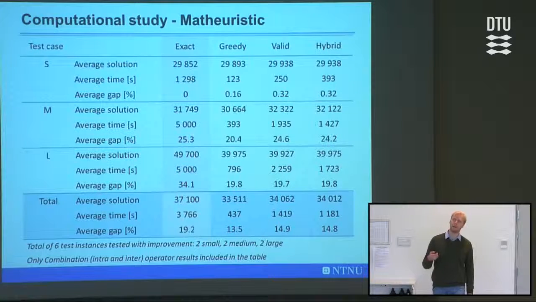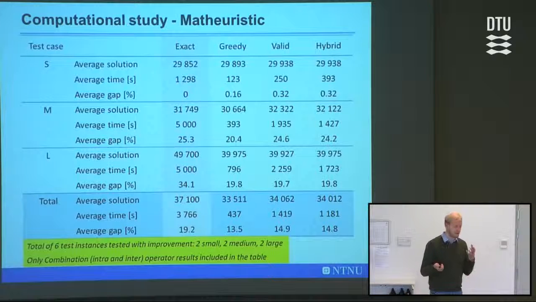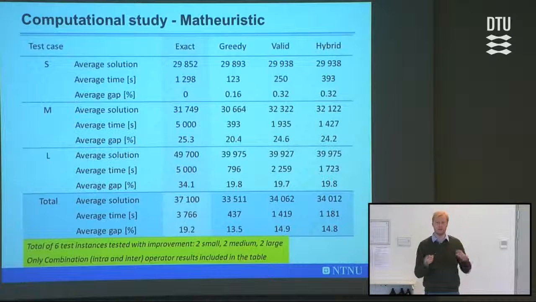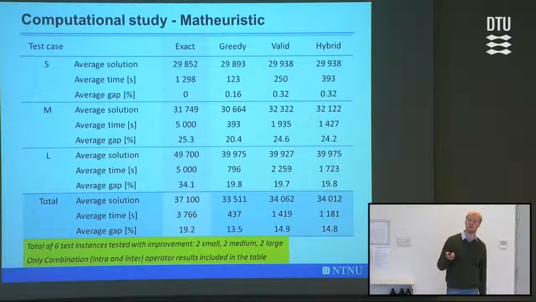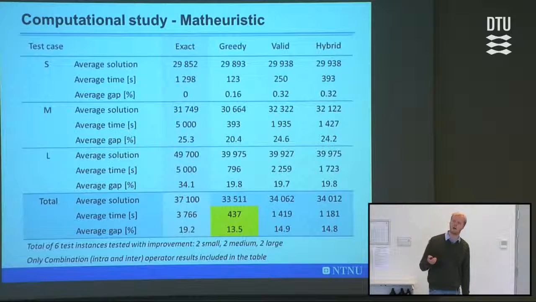If we add the improvement phase as well, so taking the feasible solution that we have and trying to improve it, we have reduced the number of instances, and we have only tested combinations of intra and inter operators here. Then we can see that the gap becomes almost 0 in the small instance case. And now the greedy algorithm seems to work best, both time-wise and average gap-wise.